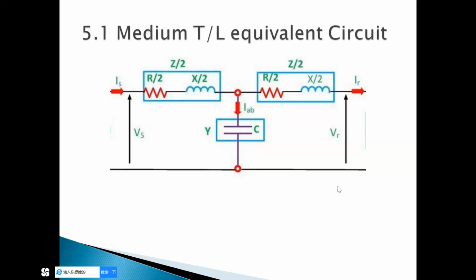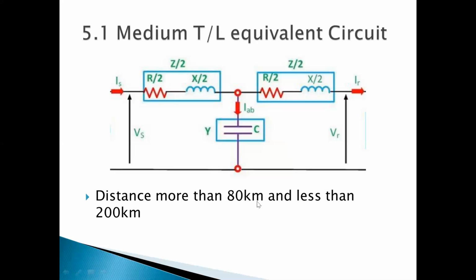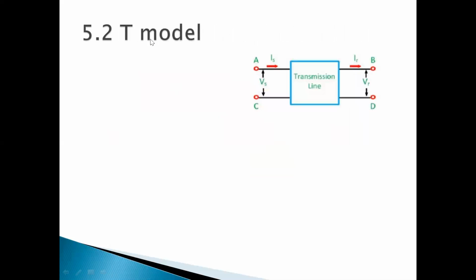If a question asks you to find the constants of the T model, you have to know that we have different constants for each model. So when you see a numerical or a problem related to transmission lines, you must first know whether it is the T model or the pi model. You must have this knowledge before solving the questions, otherwise you will not solve them right. I have told you that a distance more than 80 kilometers and less than 200 kilometers is a medium transmission line. So we are discussing the T model.